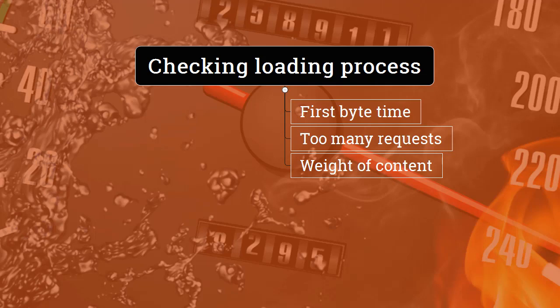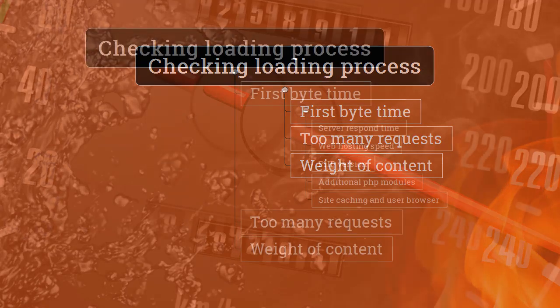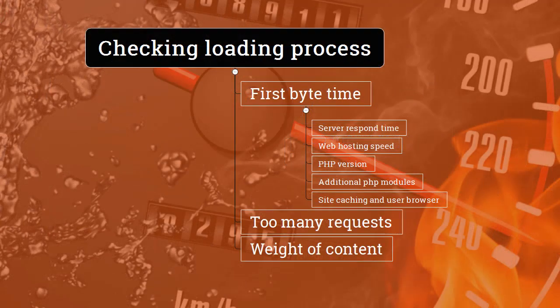Now I want to explain the reasons for slow first byte time. There are different reasons why first byte time can take too long. First byte time depends on a few factors. First, server response time. Response time depends on where your server is located and from where the visitor is visiting your website.